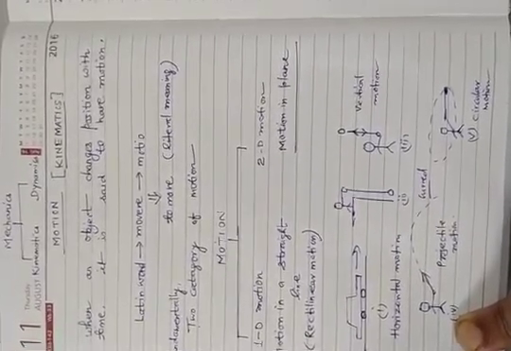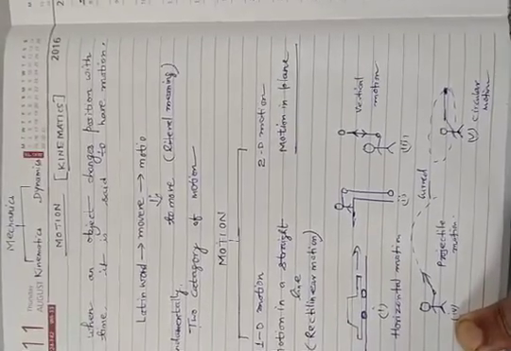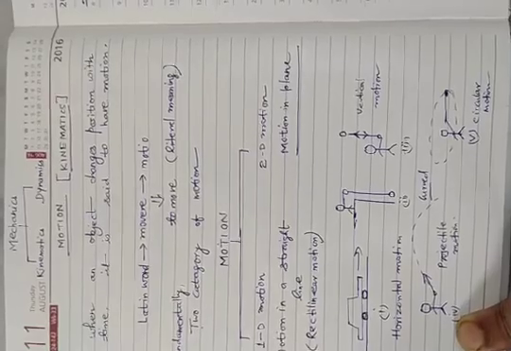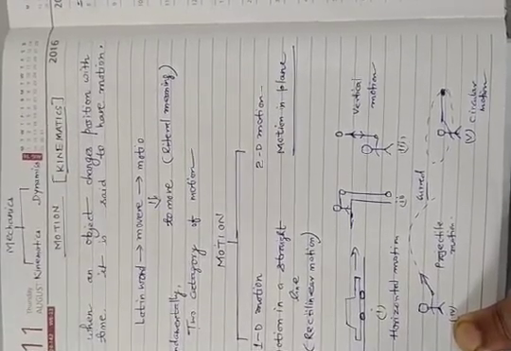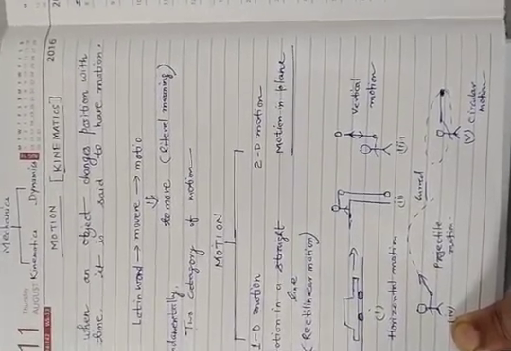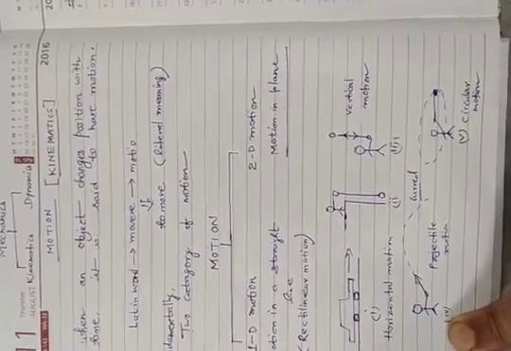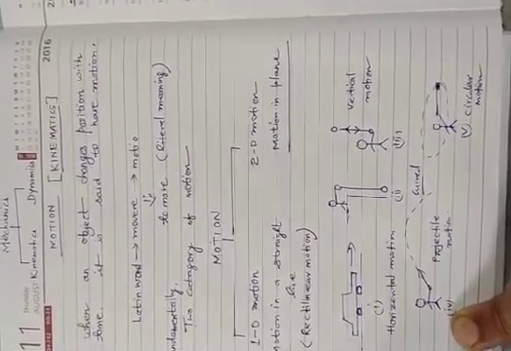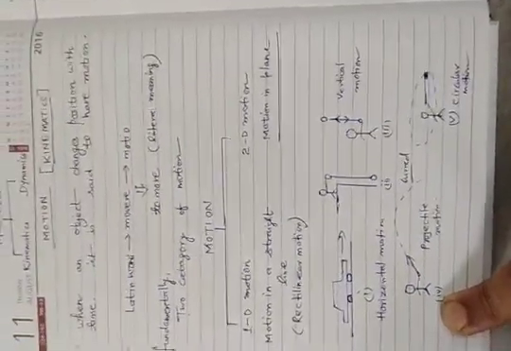Kinematics is a combination of kine plus matics. Kine means motion and matics means calculation. It means calculation related to the motion of a body.